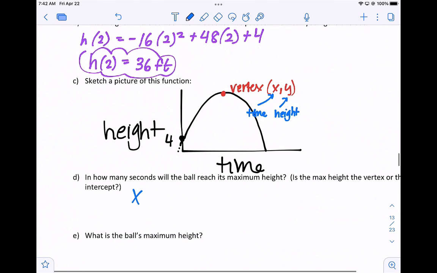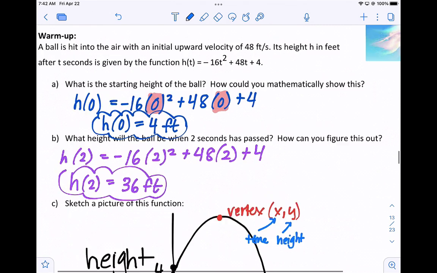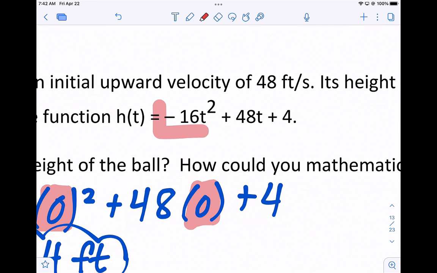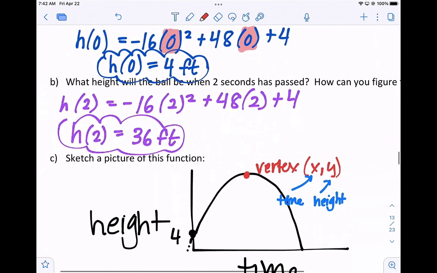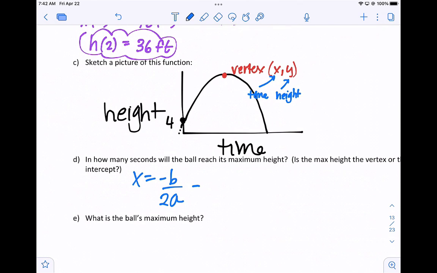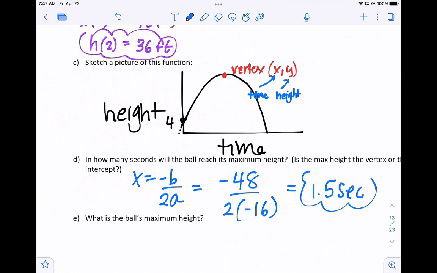We can do opposite b over 2a. So let's take a look at our function right here. The b value is 48. The a value is negative 16. So let's plug in. So opposite 48 over 2 times negative 16. Let's multiply that out. Negative 48 divided by negative 32. And that's 1.5 seconds. So at 1.5 seconds, that ball reaches its max height.